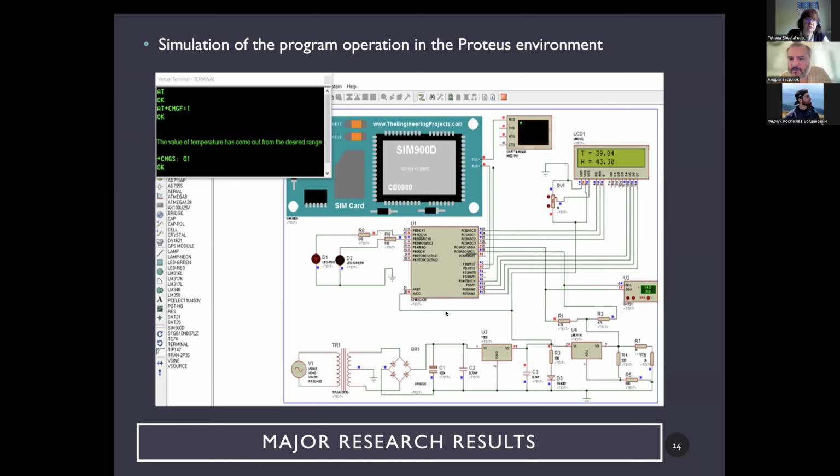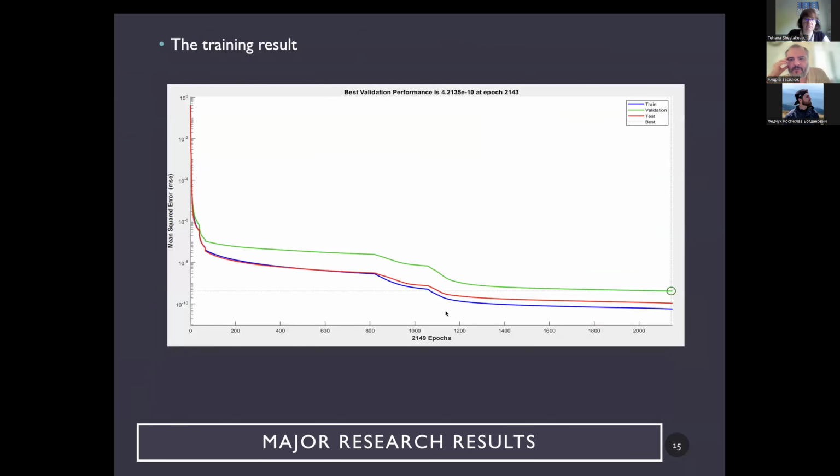Simulation of the system provides data for training a neural network. The control subsystem uses the PMV index limited to the range of -2 to +2 according to ISO 7730 standards. The results of the network training are shown on the slide.